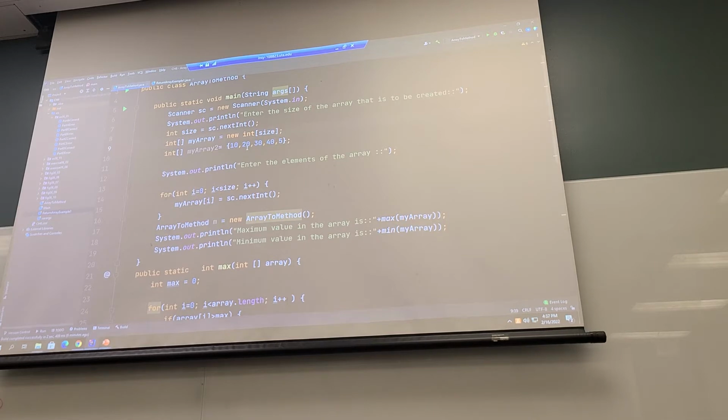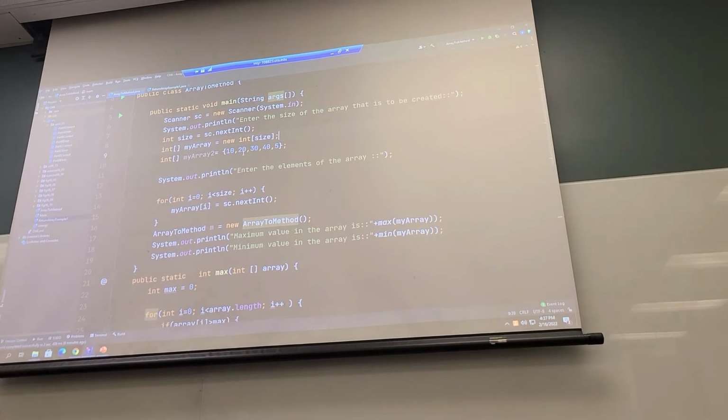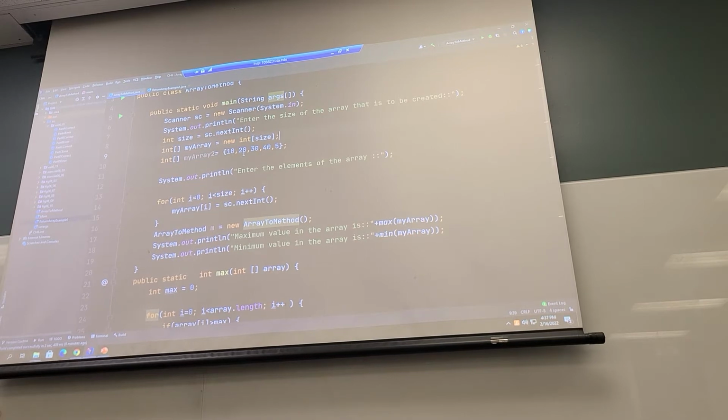So 60% of the memory is wasted. But you can't go beyond five. This is a limitation or a problem of the array.